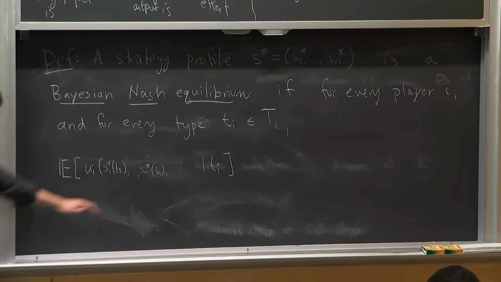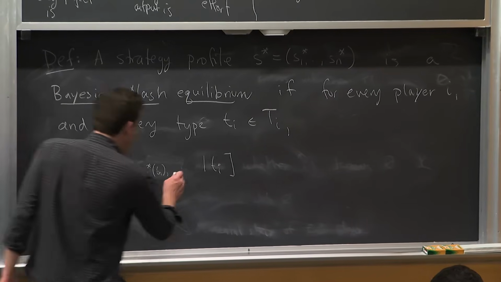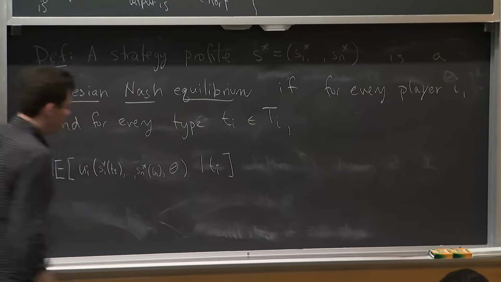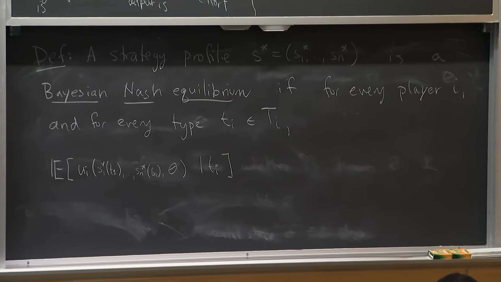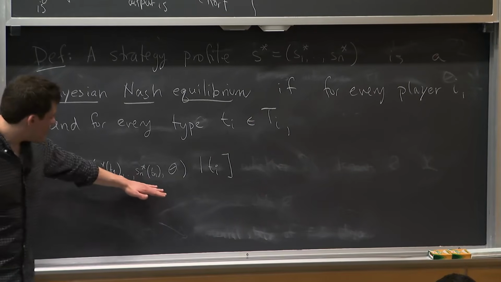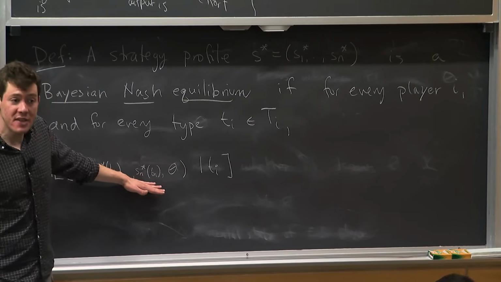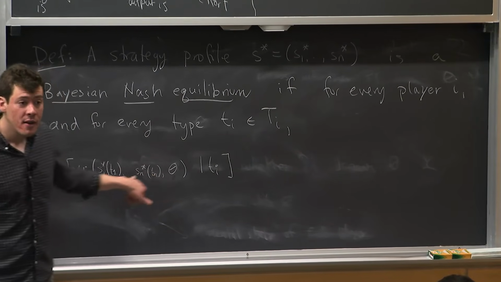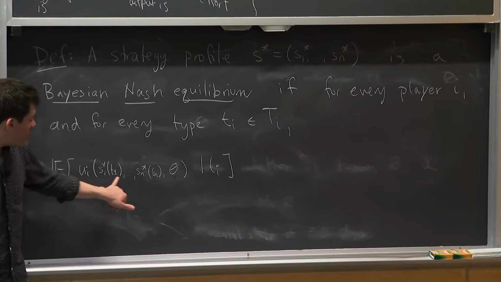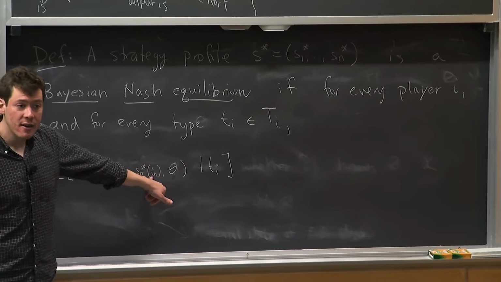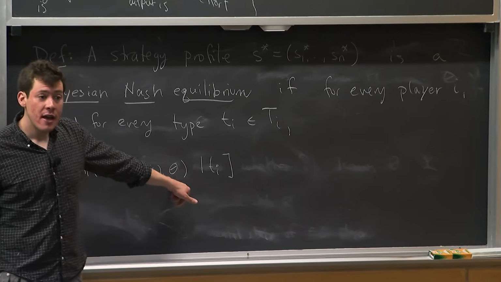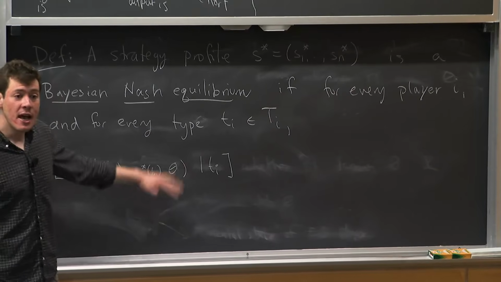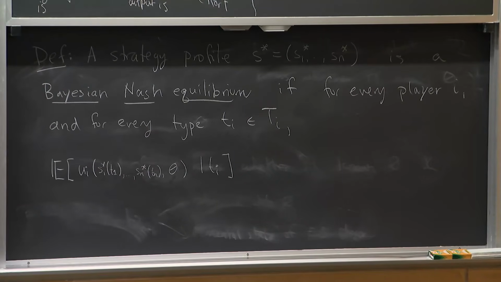So here we have the action profile, and then the final thing is theta. If the state of the world is theta, t1 all the way up to tn, then under this strategy profile, these are the actions that all the players are going to take. This is the state of nature, and therefore player i's payoff is this, and player i is simply computing expectations over that. Questions about that?